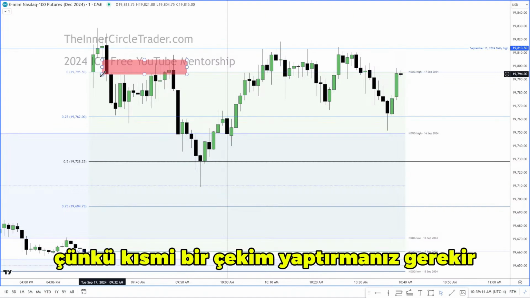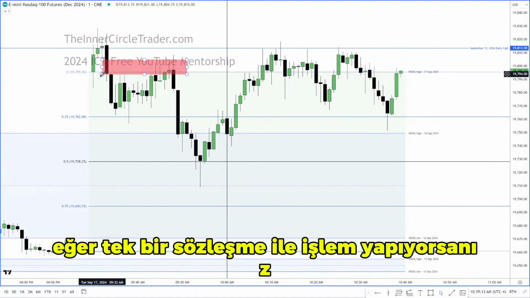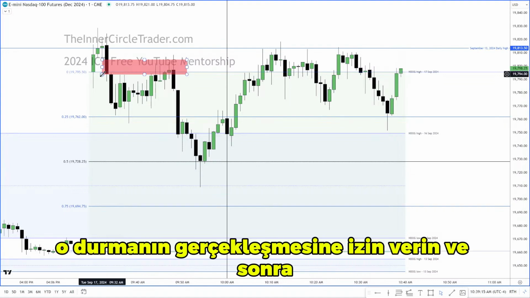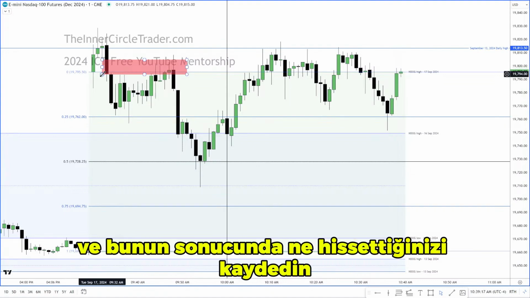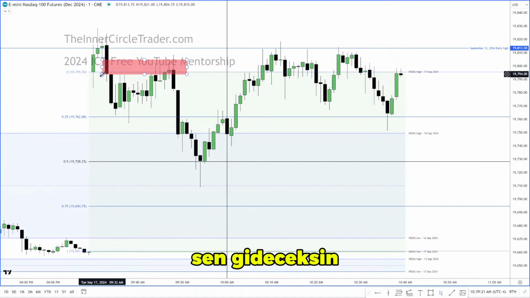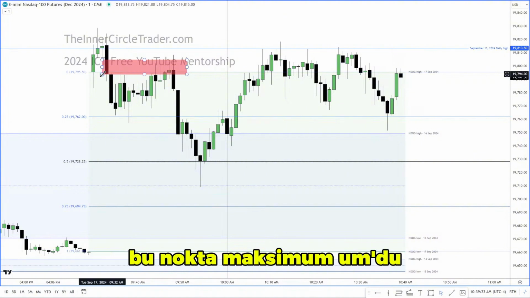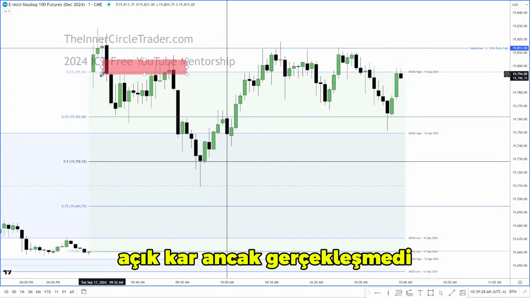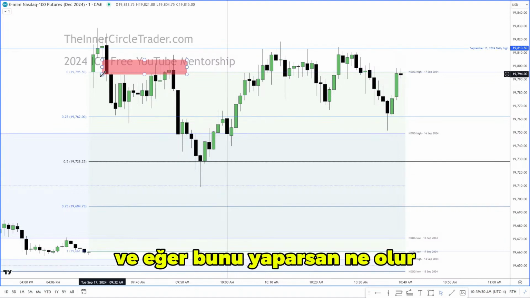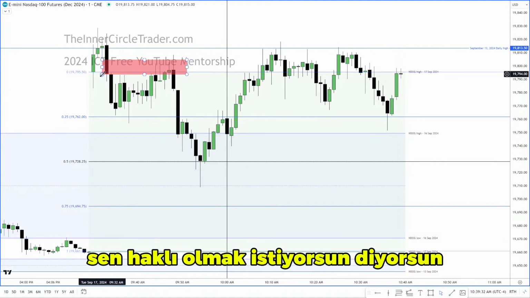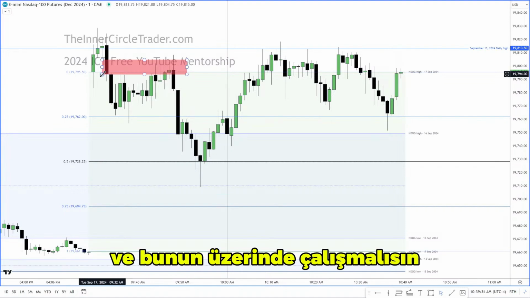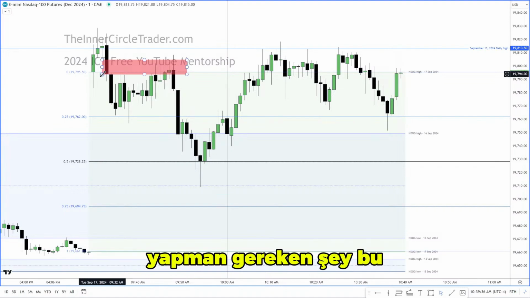Because you should have a partial taken. If you're trading with one contract, allow that stop out to happen. And then record what you felt as a result of that. You're going to go to, I wish I would have closed the trade at this point where it was the maximum open profit, but not realized. And if you do that, what you're saying is you want to be right, and you have to work on that. That's what you're supposed to be doing when you're tape reading.